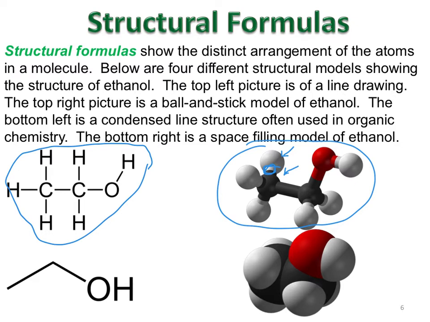In the bottom left-hand corner, what we have here is a condensed line structure. This is one of the ways organic chemists will quickly draw a structure, because we can leave out the carbons and hydrogens and understand what it means. And finally, at the very bottom right is a space filling model, which kind of looks like a ball and stick model with everything being fat and there are no sticks. Basically, it's a representation of how much space each of the atoms will occupy when you make the molecule.